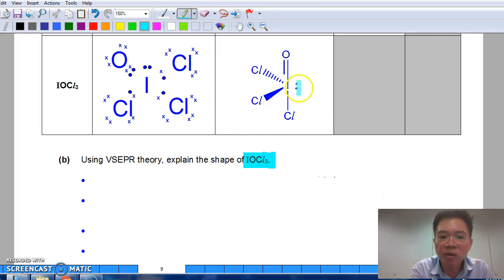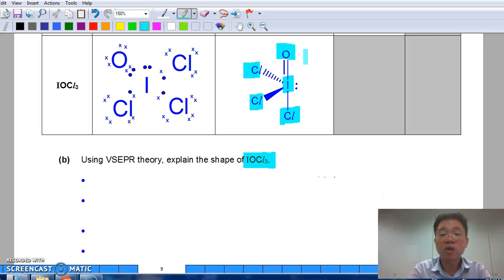So we have drawn IOCl3. I is the center atom with O and the 3 Cl as the atoms surrounding it, and there's a lone pair of electrons on I. So how do we describe the shape? This is what we do.